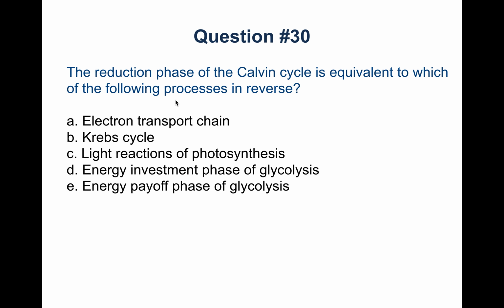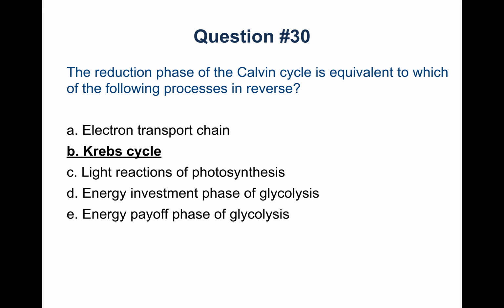All right, the reduction phase of the Calvin cycle is equivalent to which of the following processes in reverse? So remember what the Calvin cycle is doing, and the reduction phase specifically is reducing something. So think about something that is oxidizing, not reducing. That would be the opposite, so reduction, oxidation. So the answer is actually the Krebs cycle.